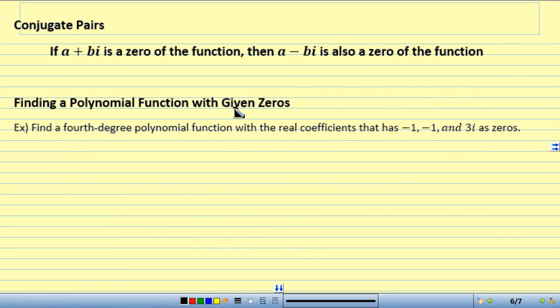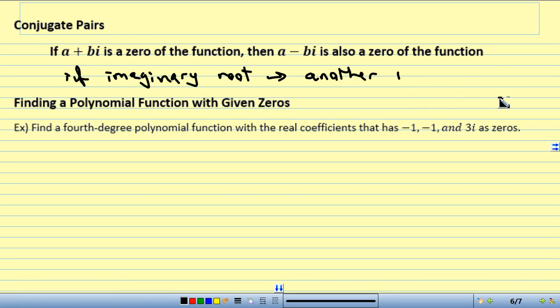So talking about conjugate pairs, if a plus bi is a zero of a function, then a minus bi is also a zero of the function. So this is what it really says. It says, if you get an imaginary root, then guess what? Another root is its conjugate.